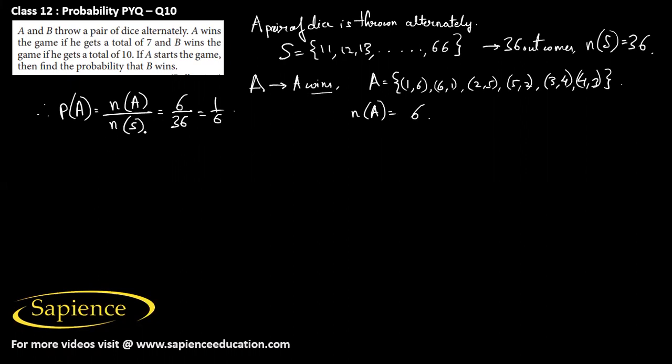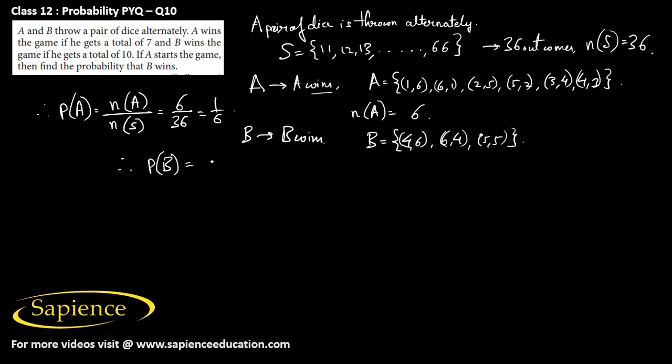Okay. Then let's say B is the event that B wins. So the favorable events for the event B, he should get a total of 10. So a total of 10 can be obtained by 4,6, and 6,4, and 5,5. So these are the favorable outcomes. So therefore, the probability that B wins, that is P of B, would be the number of elements in the event B divided by the number of elements in the event S. So that would be 3 by 36. So that would be 1 by 12.